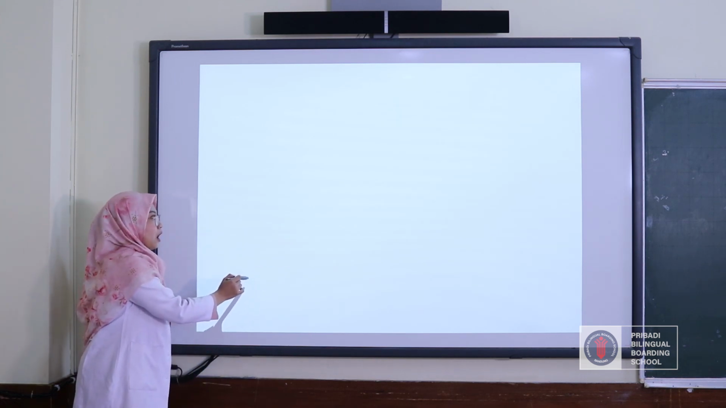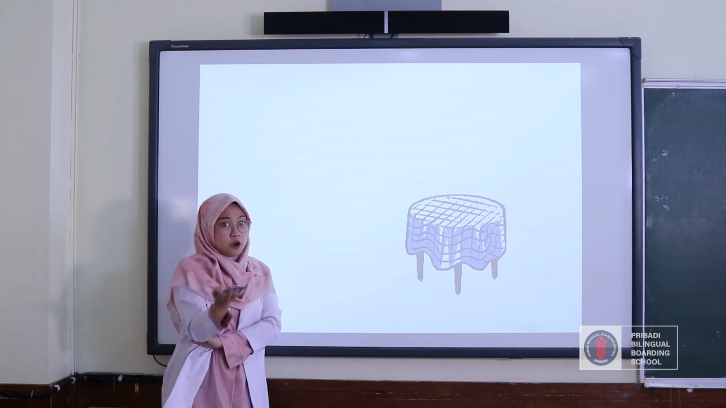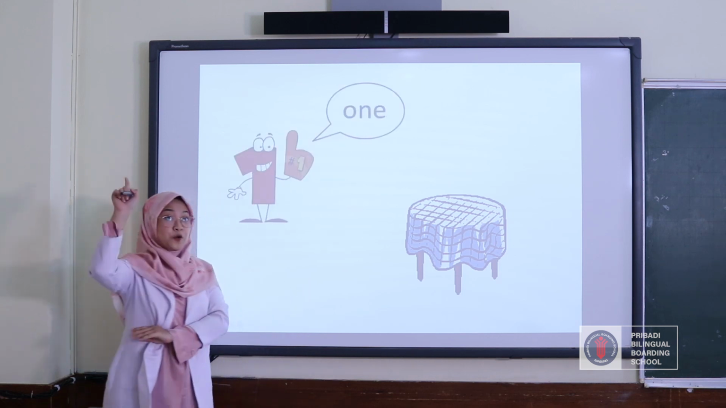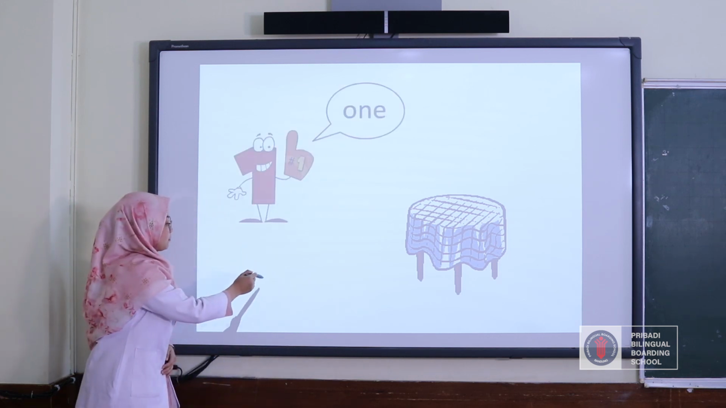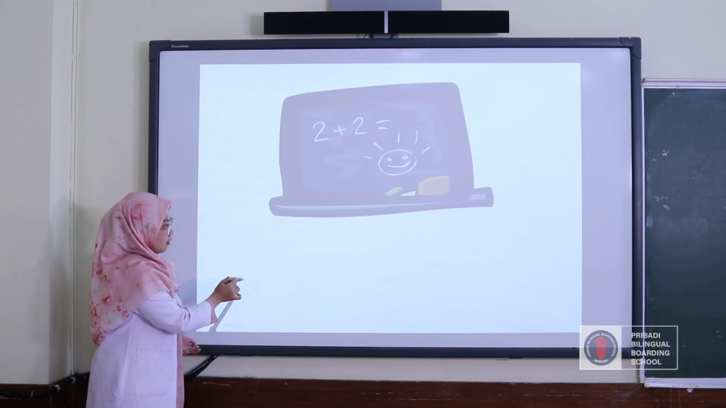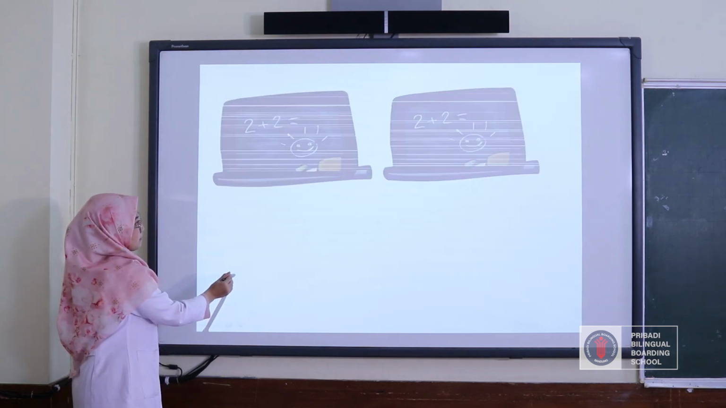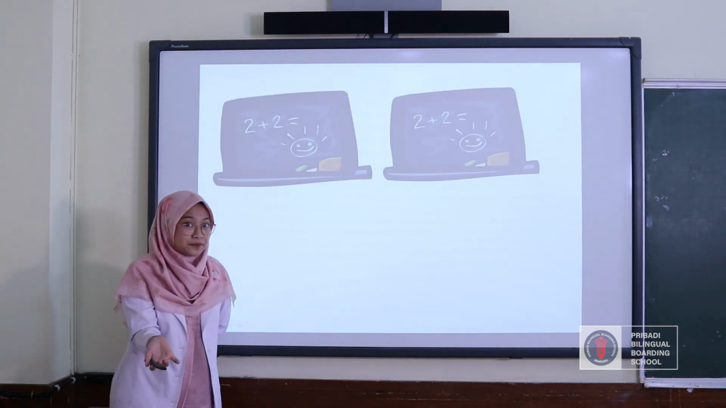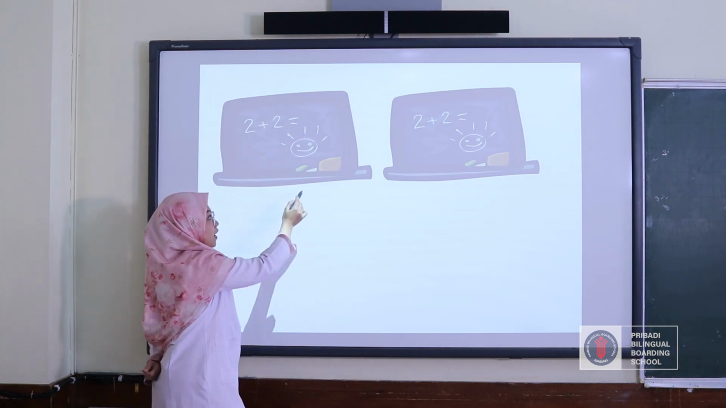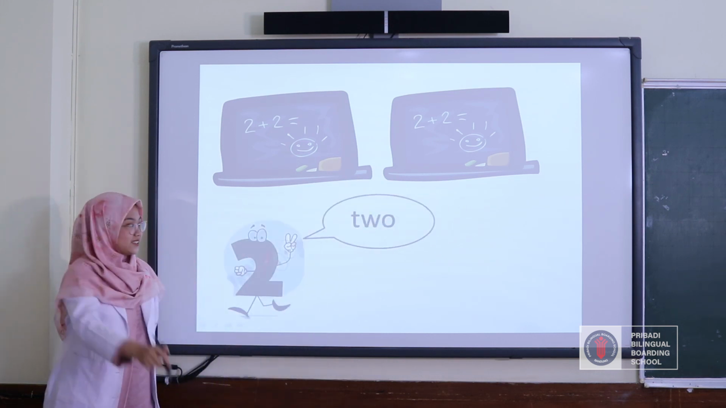The next one is, I have a picture of a table. And then, how many tables can you see? How many tables are there? Yes, there is only 1 table. Very good. The next picture is a board. Next, how many boards can you see? There are 1 and 2. Very good. So we have 2 boards.